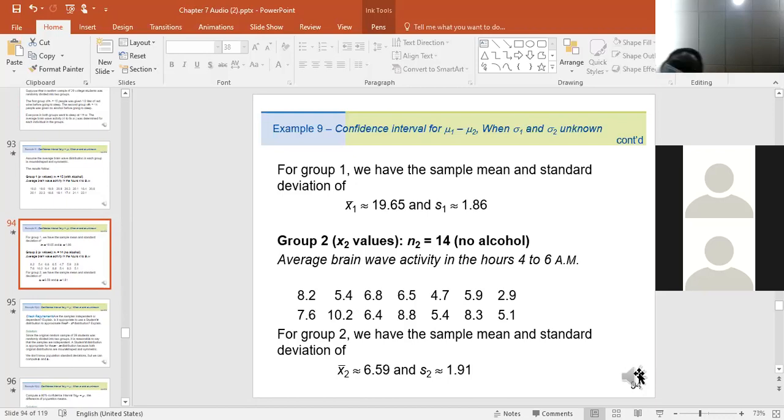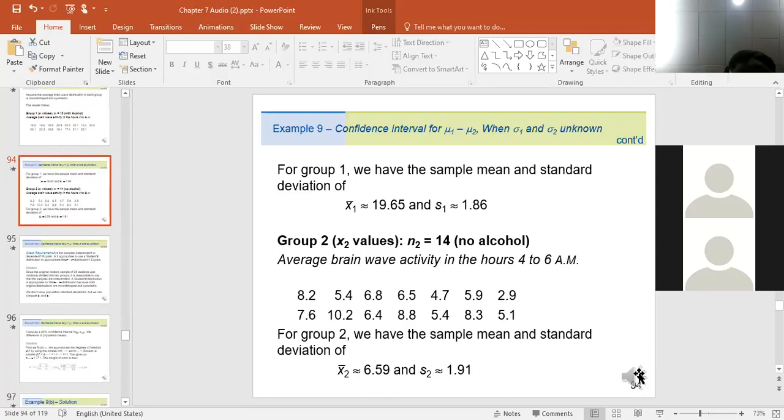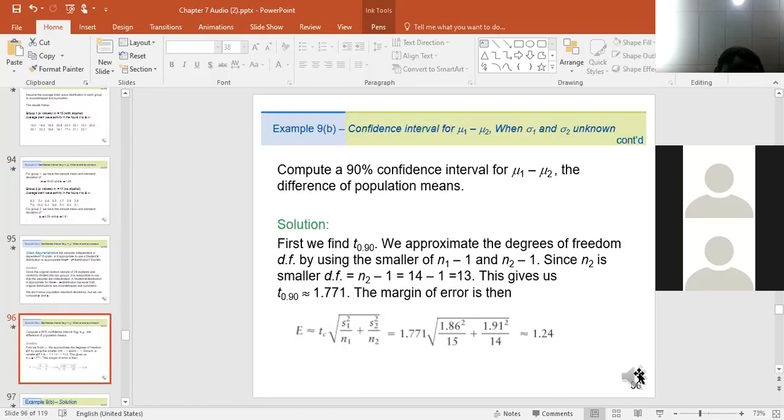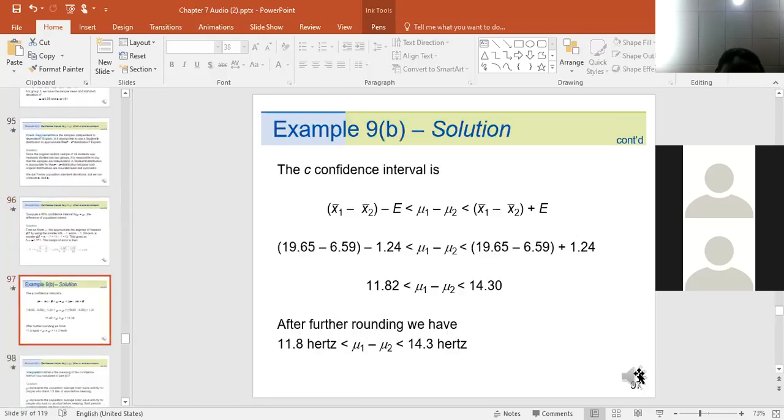You don't like saying it, and because you are not sure, right? You should be sure of what you are doing. What is the confidence interval? 11.86.